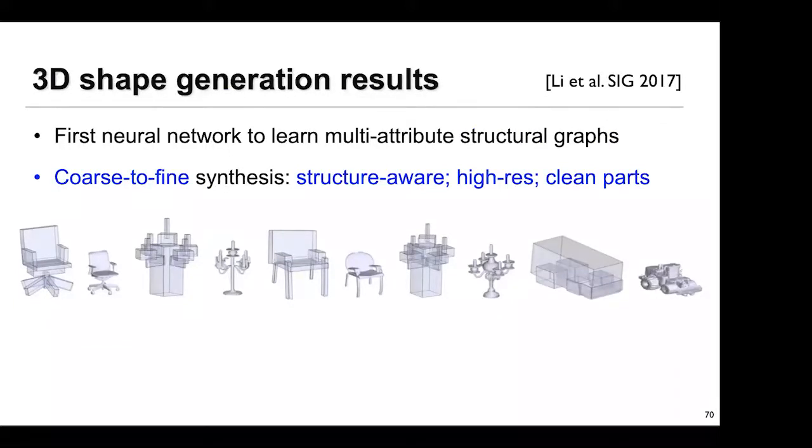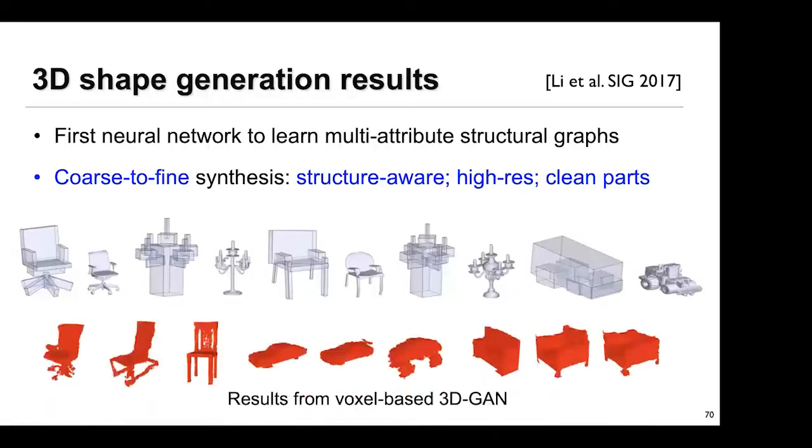for this network. We call it GRASS, which is a generative autoencoder for shape structures. And it was, at the time, this was from SIGGRAPH Asia 2017, the first neural network to learn multi-attribute structural graphs. And it's able to provide a coarse to fine synthesis, structure first, and then geometry. You can get high resolution, clean parts, and with structure, compared to earlier work such as 3D-GAN.